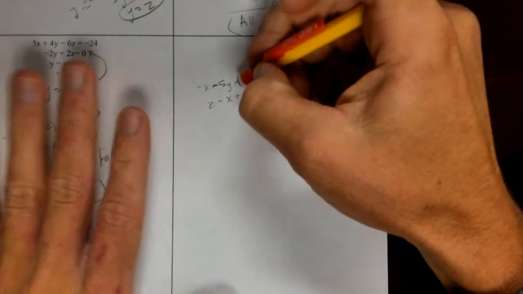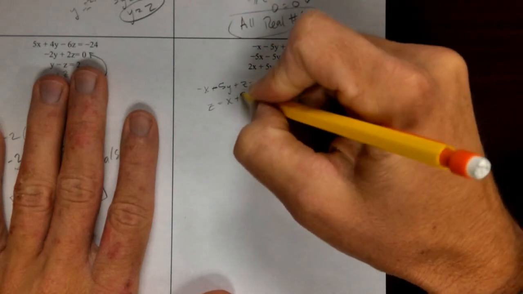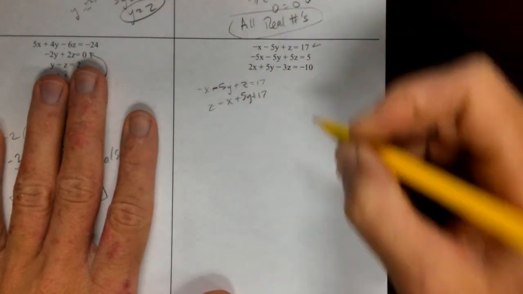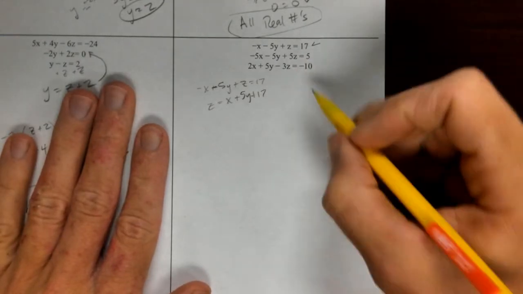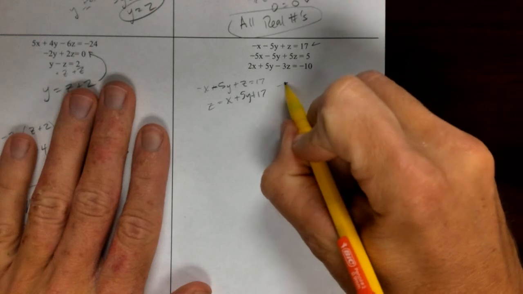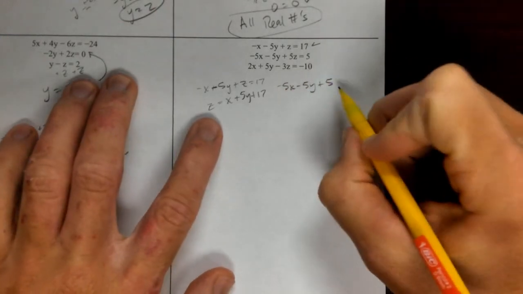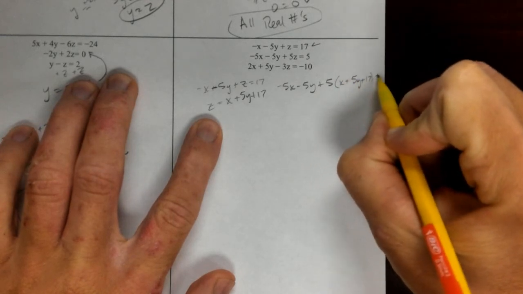Sorry, this is positive 5y. So z equals x. I move the x. I move the positive 5y plus 17. Now, once I know what z is equal to, I can plug it back in. So let's say I plug it back into this one. Negative 5x minus 5y plus 5 times z, which is x plus 5y plus 17 equals 5.